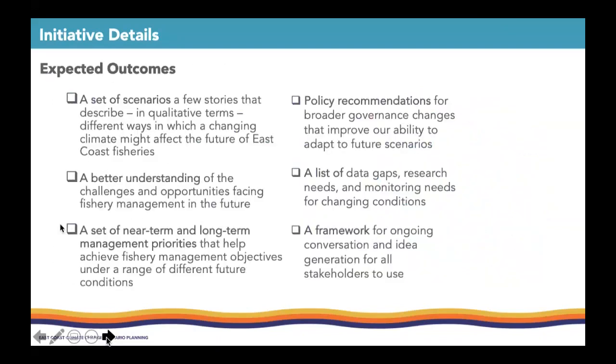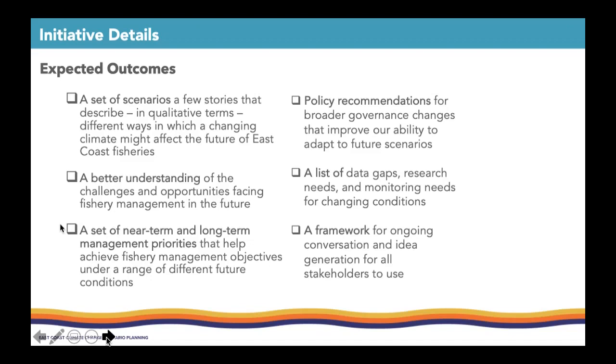And then finally, on this question of the details of the initiative, here are a series of expected outcomes. This initiative is going to run for the next 12 to 18 months. At the end of this, let's say, the end of 2022, the start of 2023, we expect to have the following. Firstly, a set of scenarios. These will be a few stories that describe in quantitative detailed terms different ways in which a changing climate might affect the future of East Coast fisheries.